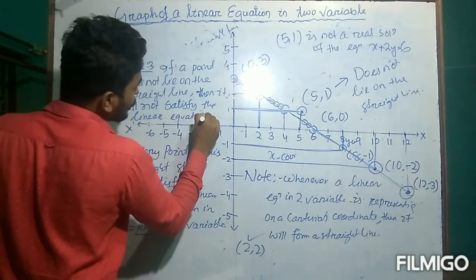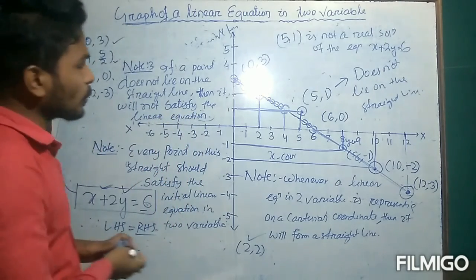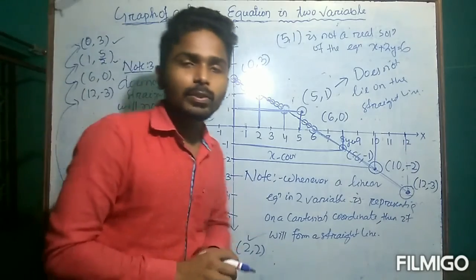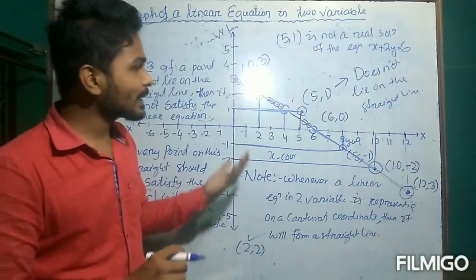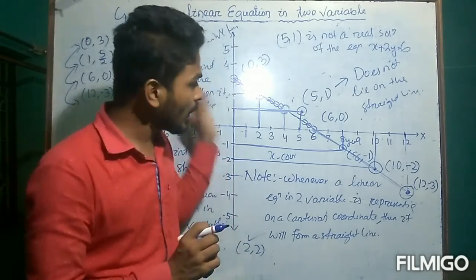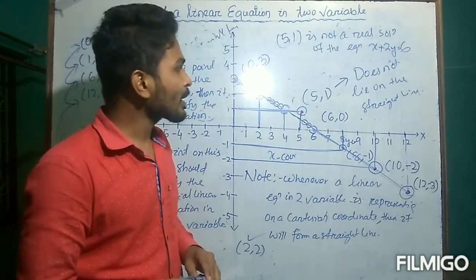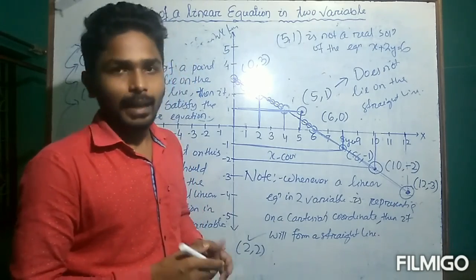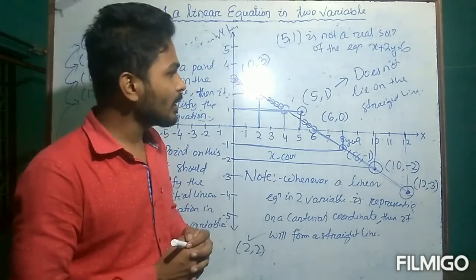So these are the three most important notes that we can conclude from the representation of a linear equation in two variables in its graphical form, and you should keep all those notes in mind. So these are the basics and new theory that has been introduced.